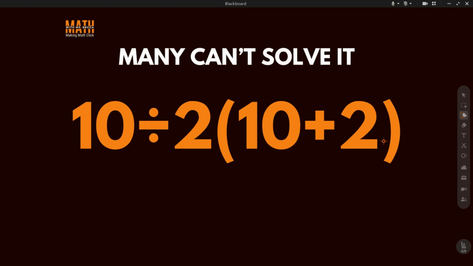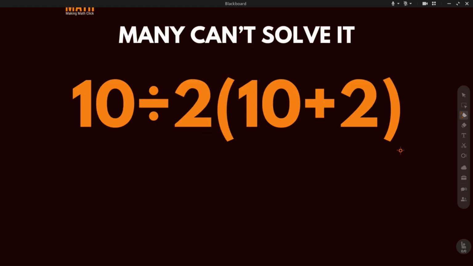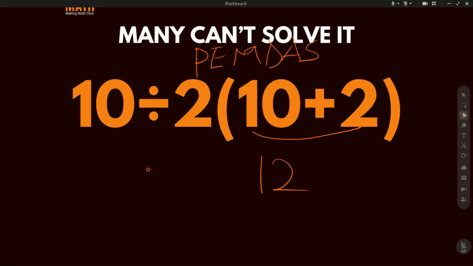What is the mistake that most people make while solving questions like this? They use PEMDAS, which is the correct way. Yes, we are to use PEMDAS while solving this. So they solve what is in the bracket first. 10 plus 2 gives 12. So they have 10 divided by 2 bracket 12.